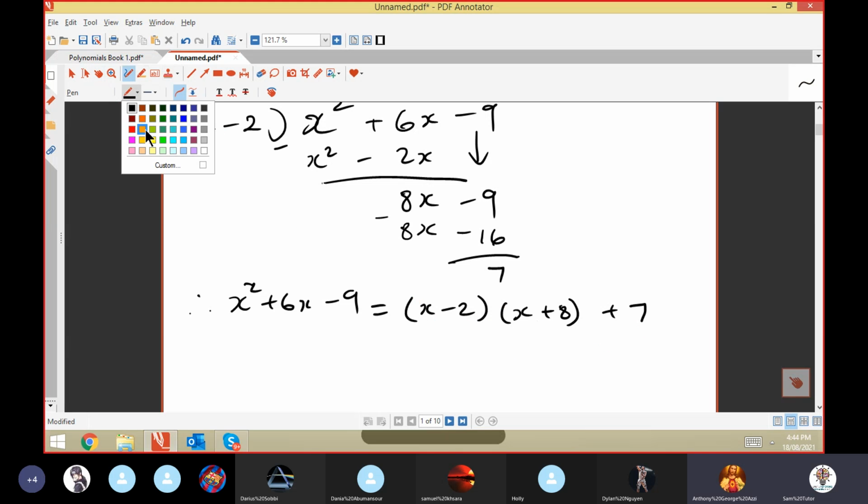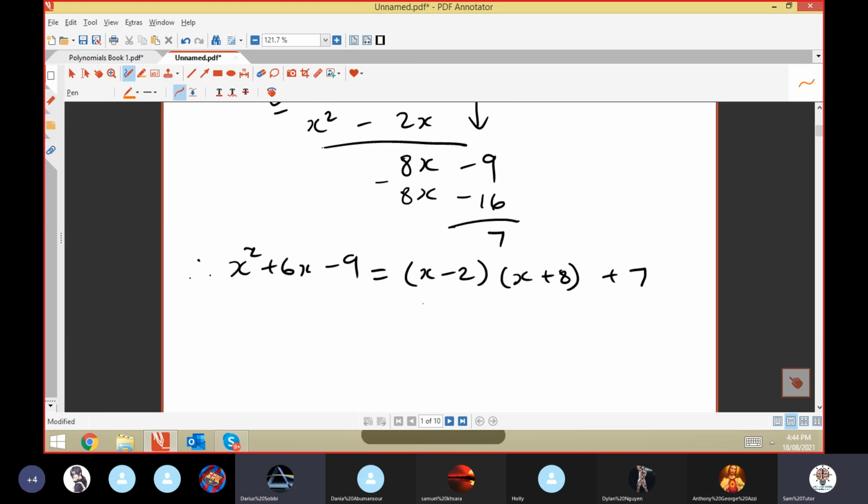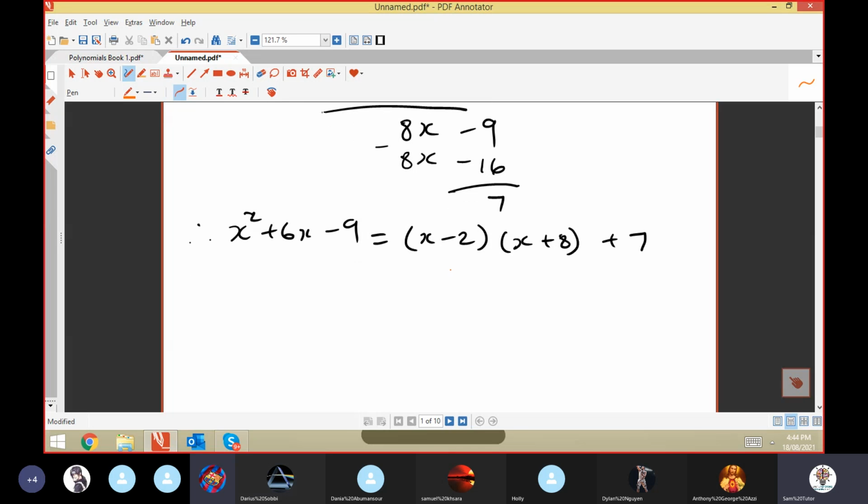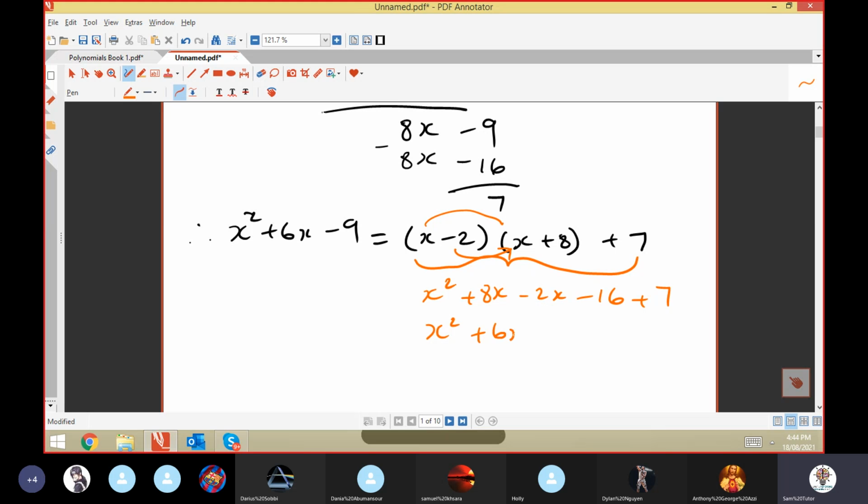Actually solve it. What do you mean? Don't say solve. The E word. Evaluate. No. Equations. No. Expand. Expand. I'm only going to expand this. And if it's right, it should actually give me the left side. So let's see. X times x. X times 8. Minus 2 times x. Minus 2 times 8. Plus the 7. I get x squared. 8 take away 2 is 6. Minus 16 plus 7 is, oops, is minus 9. So it works. So it is true.